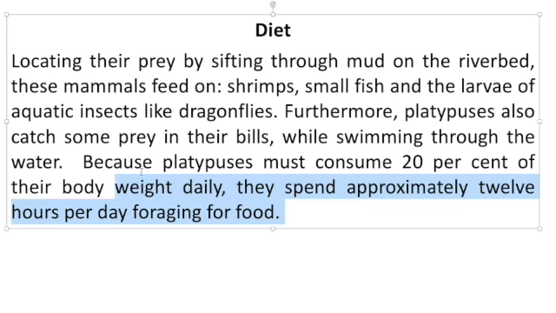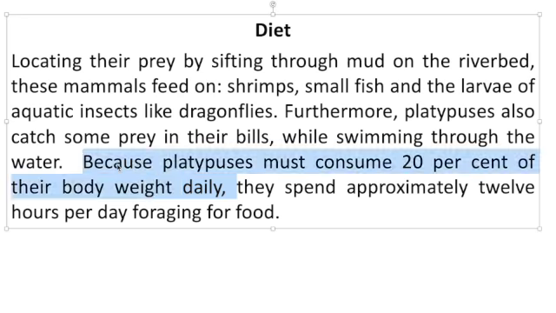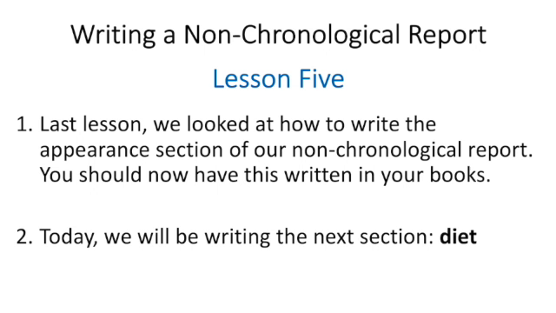And the last sentence, because platypuses must consume, that means eat, 20% of their body weight daily, they spend approximately 12 hours per day foraging for food, so looking for food. What has happened is, we've got a subordinate clause at the start, because platypuses must consume 20% of their body weight daily. You could have said, they spend approximately 12 hours per day foraging for food because platypuses must consume 20% of their body weight daily. This is just an example of how you can start a sentence in a different way.